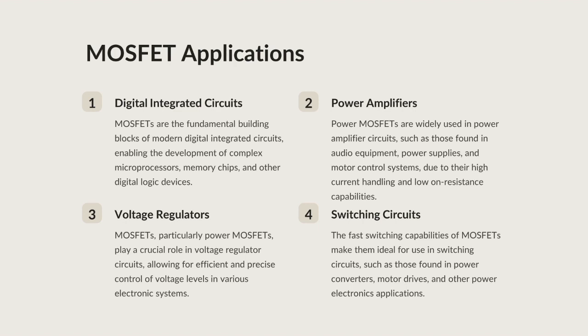Power amplifiers. Power MOSFETs are widely used in power amplifier circuits, such as those found in audio equipment, power supplies, and motor control systems, due to their high current handling and low ohm resistance capabilities. Voltage regulators. MOSFETs, particularly power MOSFETs, play a crucial role in voltage regulator circuits, allowing for efficient and precise control of voltage levels in various electronic systems. Switching circuits. The fast switching capabilities of MOSFETs make them ideal for use in switching circuits, such as those found in power converters, motor drives, and other power electronics applications.